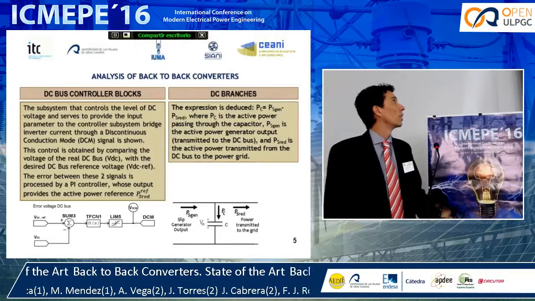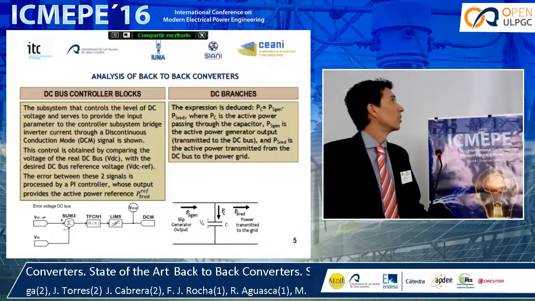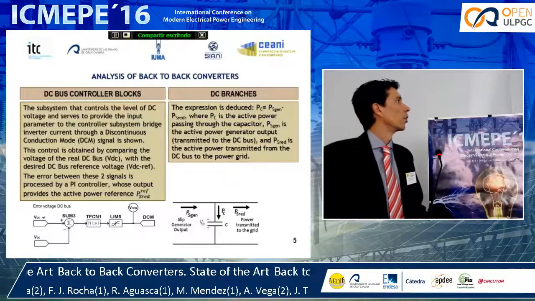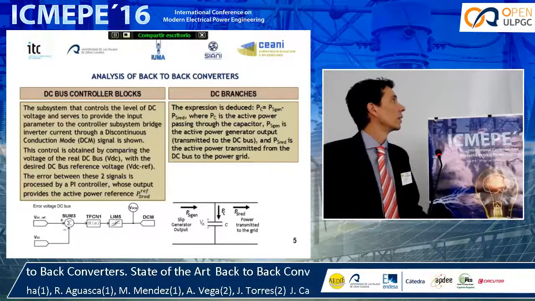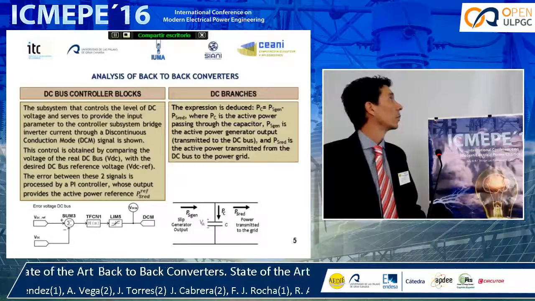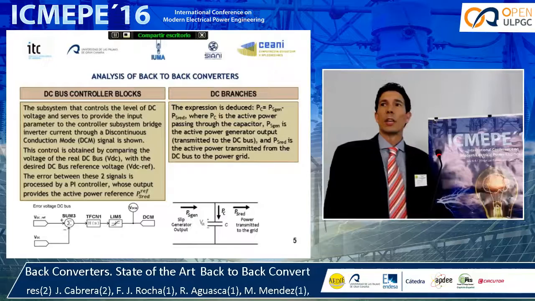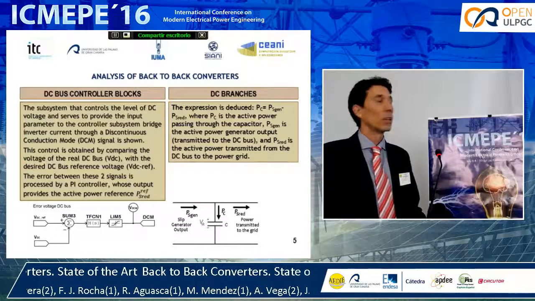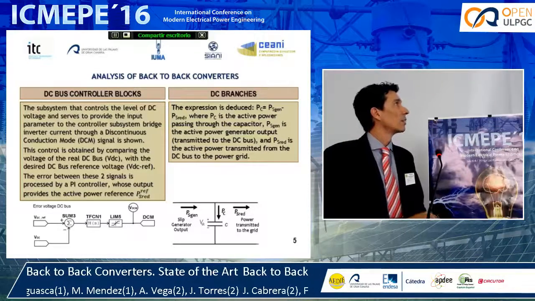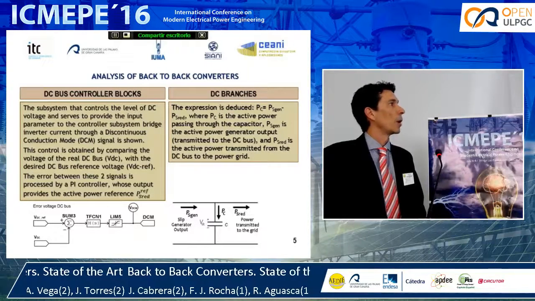Analyzing the back-to-back converter, here on the left there are the discontinuous conduction mode signals, which are obtained from a comparison between the reference voltage and the voltage received from the rectifier proceeding from the generator. The difference between these two signals is processed by a proportional integral controller, whose output provides the active power reference to the system. Here on the right side, we see the generator output and the power transmitted to the grid.